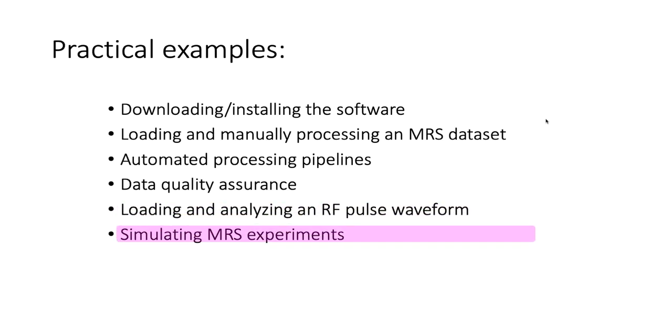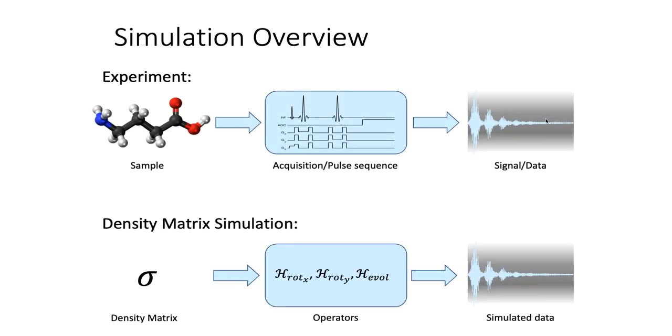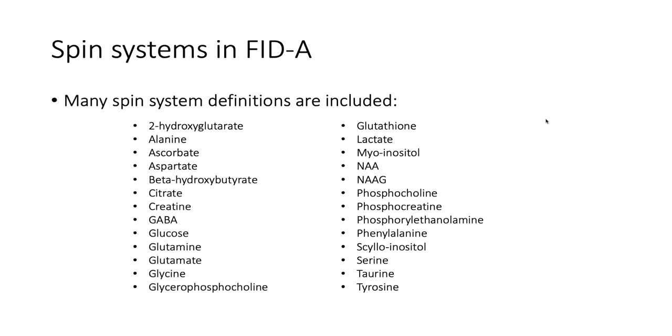And lastly, I just want to walk through a few examples of how to generate simulated MRS data using FID-A. The goal here is to estimate the spectral shape of a particular metabolite or spin system under a particular pulse sequence or acquisition. And this is important because we often need this type of information for spectral quantification, especially if we're using an LCModel type of analysis.